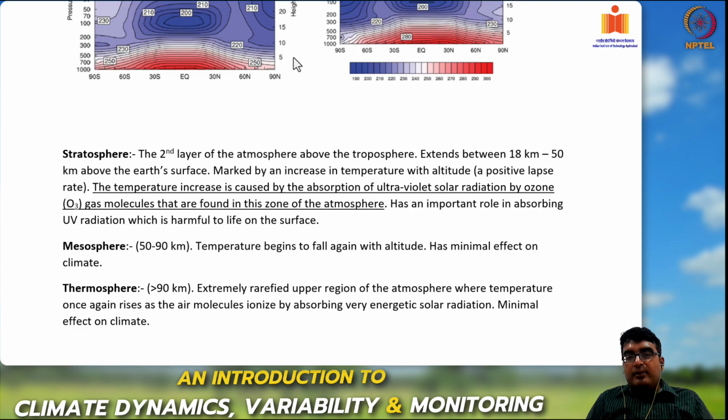Beyond the stratosphere, between the 50 to 90 kilometer region, temperature again starts to fall with altitude because there is no ozone layer in this zone, and the normal decline of temperature with altitude happens here. This mesosphere has a minimal effect on the world's climate, and hence we will not discuss this here. The final zone is the thermosphere, which is between 90 to 120 kilometers. It's an extremely rarefied region of the atmosphere with extremely low density of atmospheric gases.